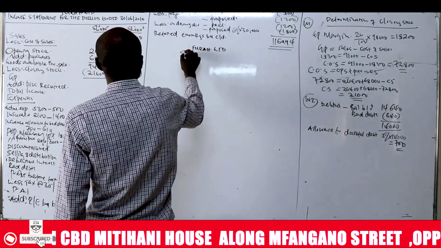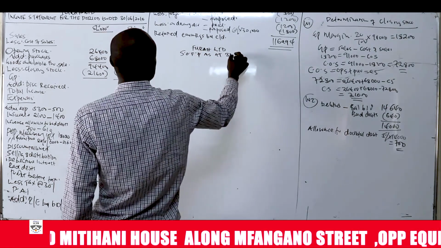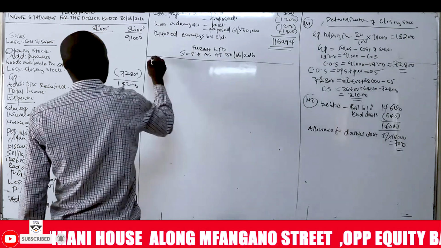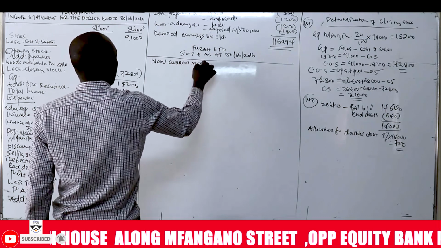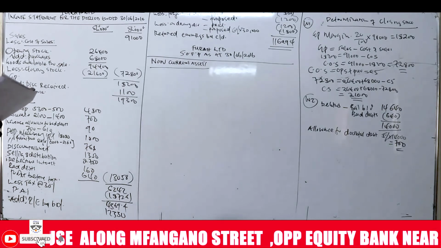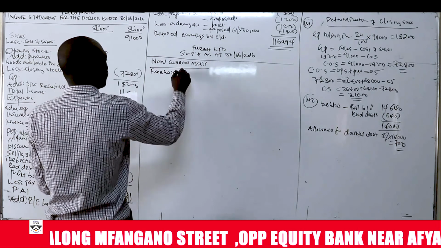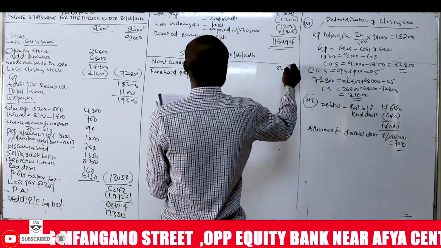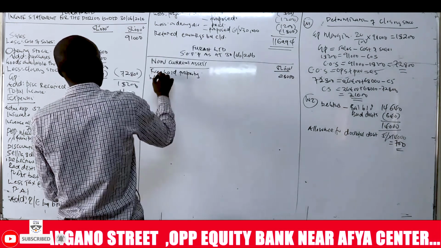Limited. Statement of financial position as at 30th June 2016. So we have non-current assets. So we have freehold property. Freehold. Can you see it? Freehold property ngapi? How much is it? 28,000. And then we have machinery.